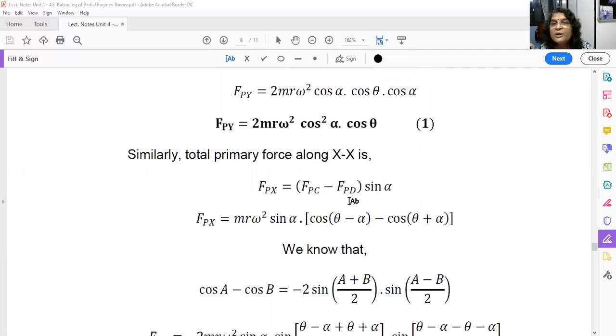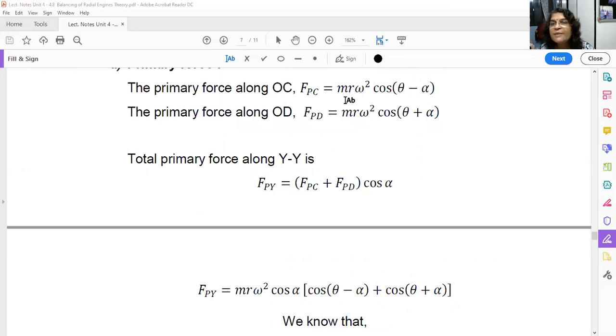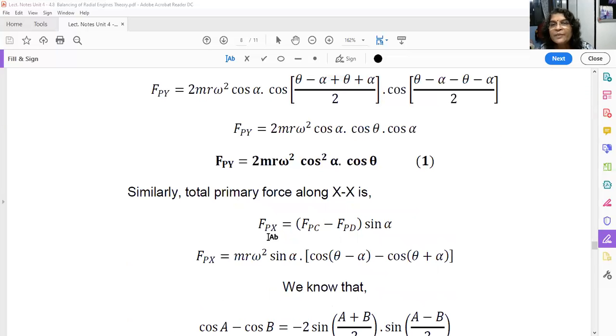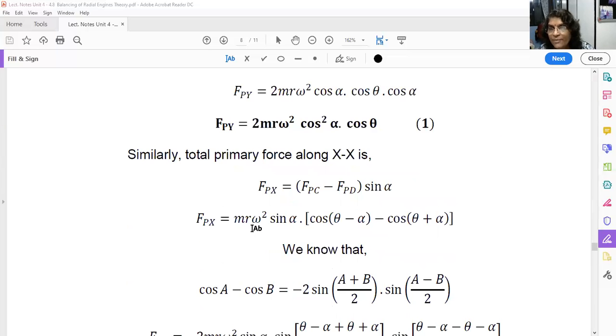Okay, now putting the value of Fpc and Fpd. What is it? We have already seen here. Fpc is mr omega square cos (theta minus alpha). Fpd is mr omega square cos (theta plus alpha). So putting these two values, okay, we will get mr omega square common, and sine alpha will also be common. So what is remaining? Cos (theta minus alpha) minus cos (theta plus alpha).